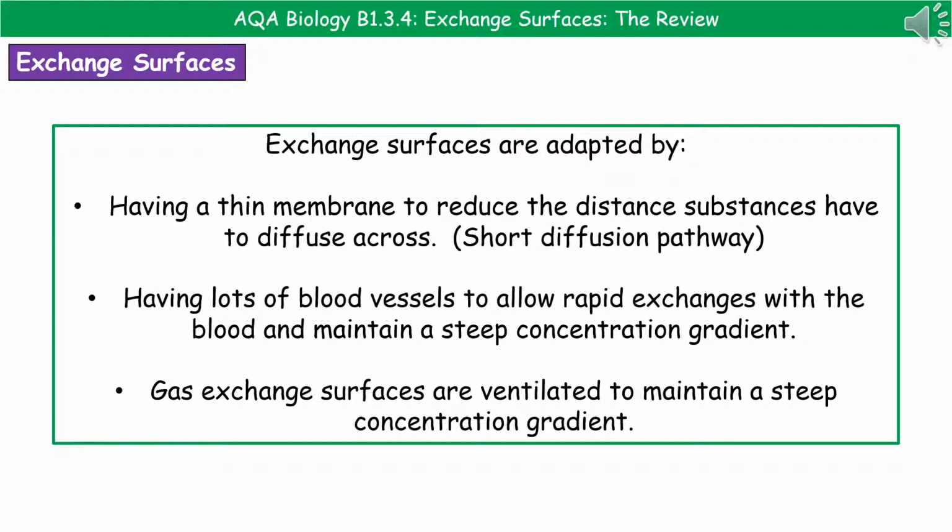The second one is that they've got lots of blood vessels, because that allows a rapid exchange between the blood and the cells. And it means that we're going to maintain a steep concentration gradient. Third and final one is that any of our gas exchange surfaces are actually ventilated. And again, the idea behind that is to maintain a steep concentration gradient.